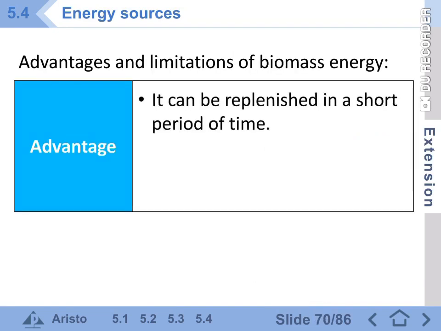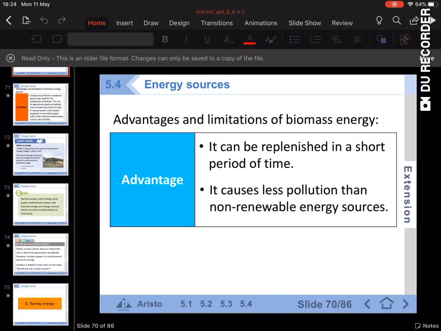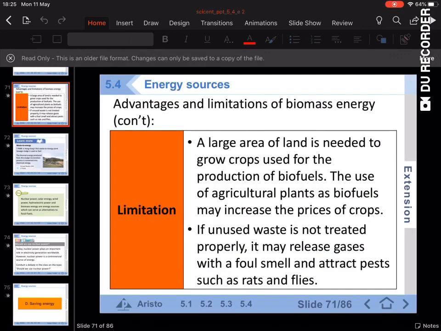Now in here, the advantage is that it can be replenished in a short period of time, and after that, less pollution as before. But in here, it requires a large operation to grow a lot of plants, the agricultural plants, to generate that kind of electricity. So it might not be that effective, you know that. So as long as it's not used properly, the greenhouse gas and the foul gas will be generated as well. People find you don't want that.